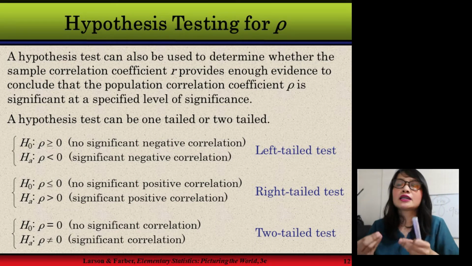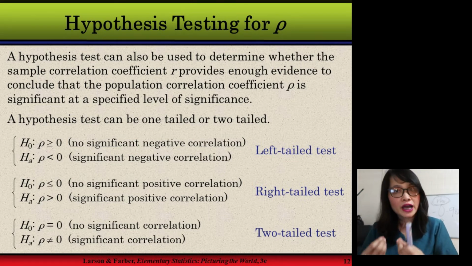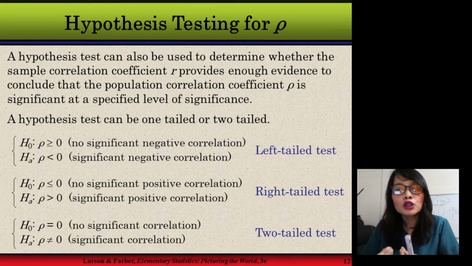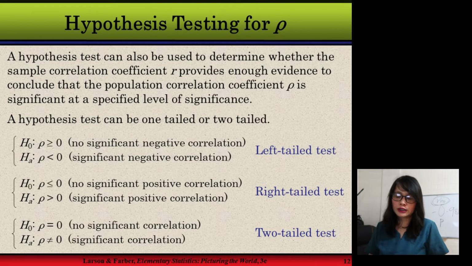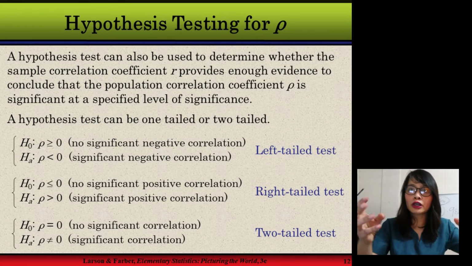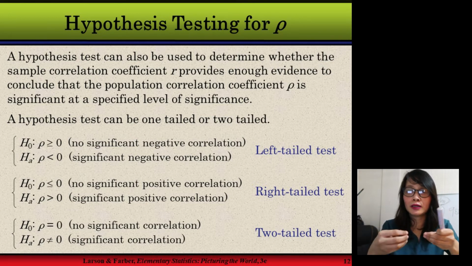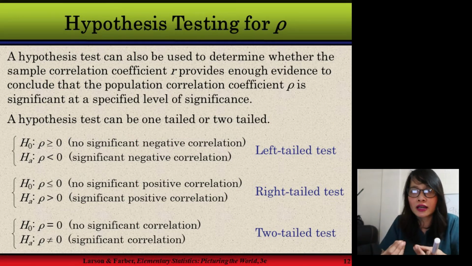A hypothesis test can also be used to determine whether the sample correlation coefficient R provides enough evidence to conclude that the population correlation coefficient P is significant at a specified level of significance. In other words, we already determined that between the two given variables there is a correlation in terms of the relationship. It can be a negative relationship or a positive relationship, but there is. But we need to determine if there is a significant relationship in those particular values.